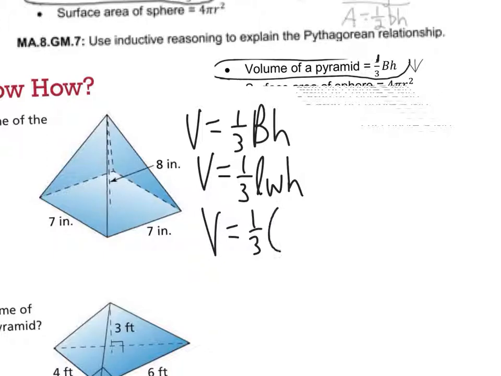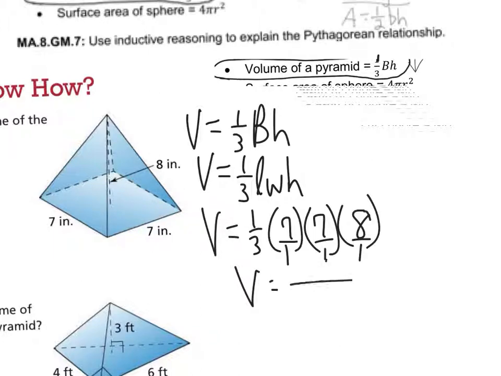So we can substitute in, looking at our base. We know the length and width are both 7 and the height is 8. Make sure the height is going straight up and down like we talked about. If it's not going straight up and down, you have to figure out what that height is for your pyramid. Okay, at that point, if you want to, go ahead and put those over 1s and you can multiply straight across. Multiplying the denominators together would be 3. So that would be 392 over 3, and then we can divide that out.